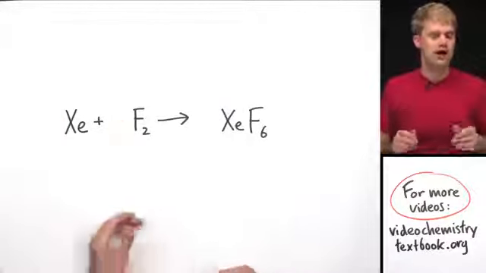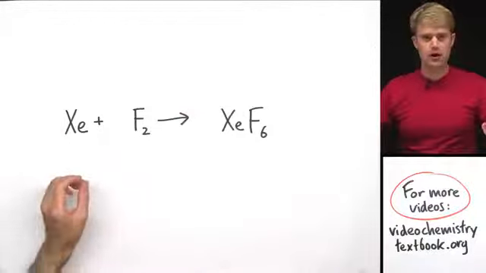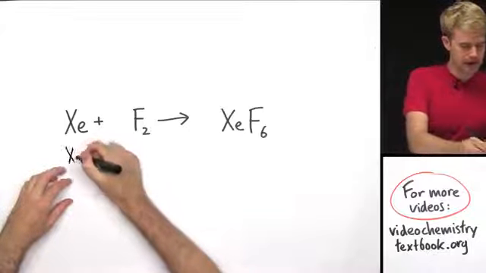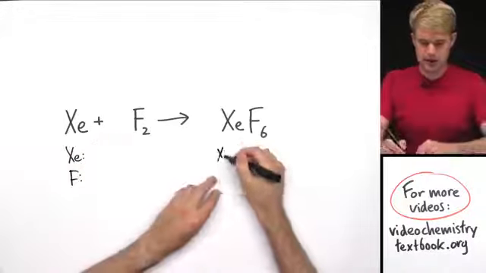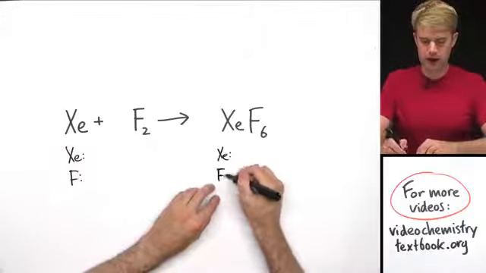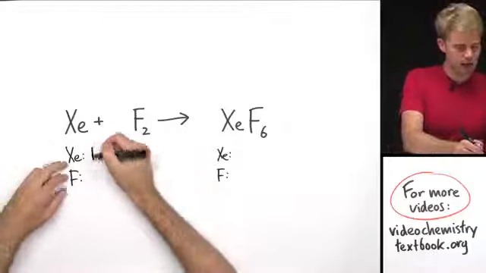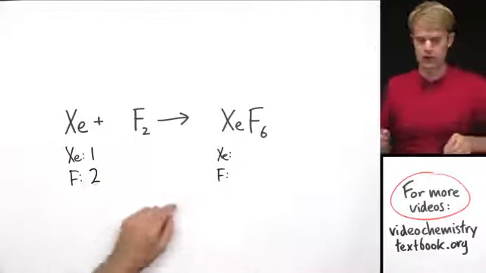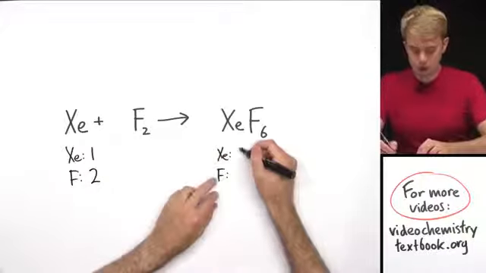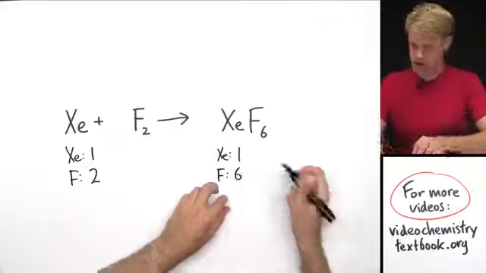We want to keep track of how many atoms of these elements we have on both sides of the equation, so we're going to make a little chart, okay? I've got xenon and fluorine on this side, and xenon and fluorine on this side. Over here, I have one xenon atom, and then I have F2, so I've got two fluorines. Over here, also one xenon, and then F6, so I've got 6 fluorines.